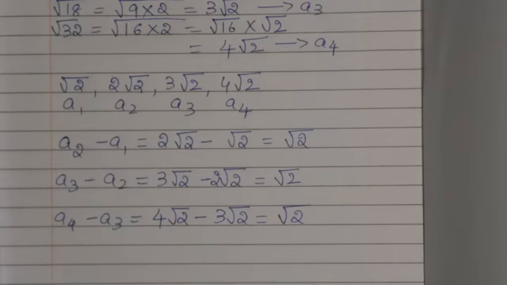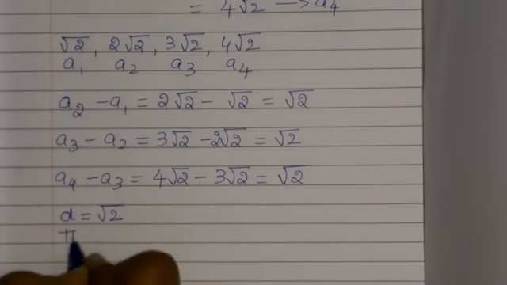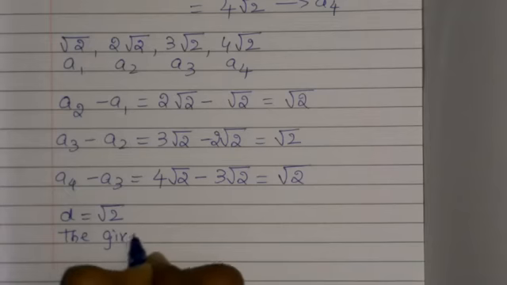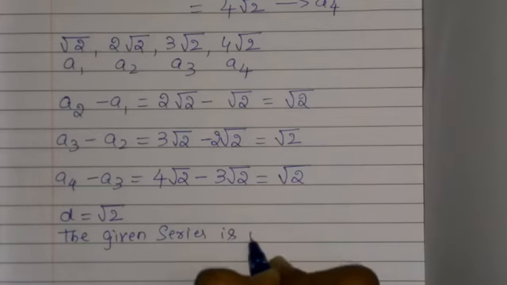Here we can find that all the differences are the same. The difference in all cases is the same. So we can say that D is root 2. That is, the common difference is root 2. And we can say that the given series is in AP.